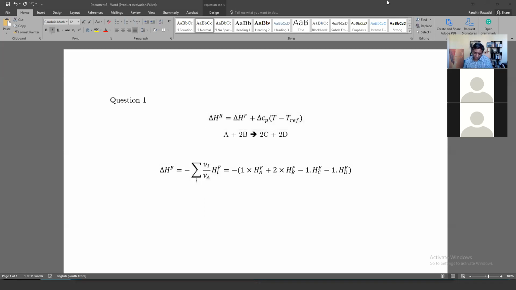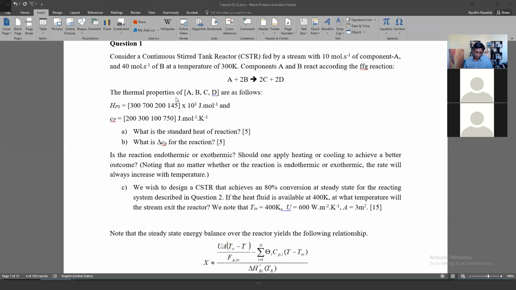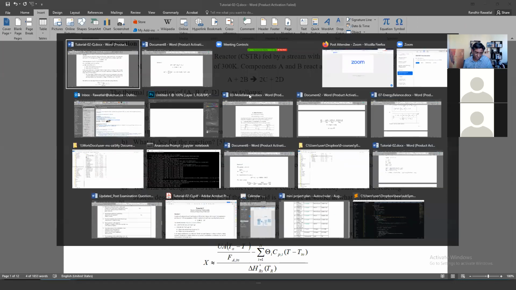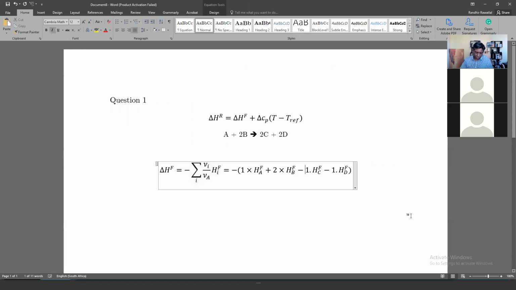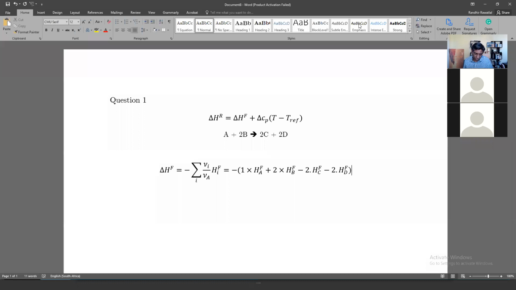Let's see something in the chat. So are the coefficients for the heats of formation for C and D not supposed to be 2? Thanks. You're correct. I don't know why I thought that was a 2 the other way, but it's plus 2 divided by minus 1, so that's 2 and 2. Thanks for that. So that's going to be 2 and 2. Okay. Yeah. So there's that. Any others? Okay. Great.